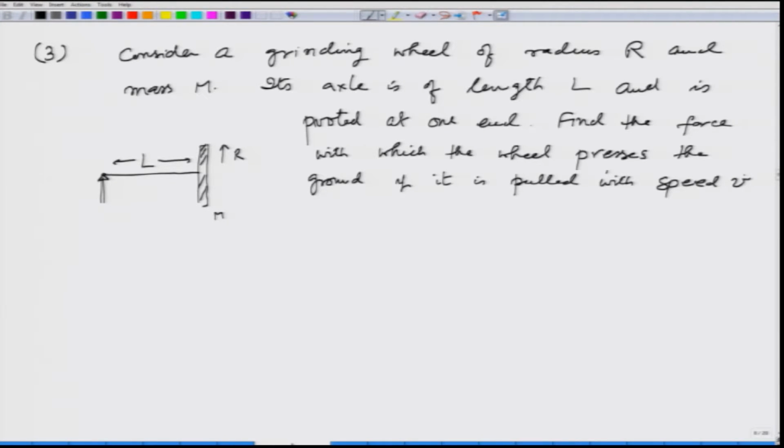So, what we are saying is, at the given position, the wheel is going into the page or coming out of the page, does not matter. Let us say it is going into the page with speed v, then we are claiming that this is going to press out here by little more force than its own weight. And why that happens is because of this.